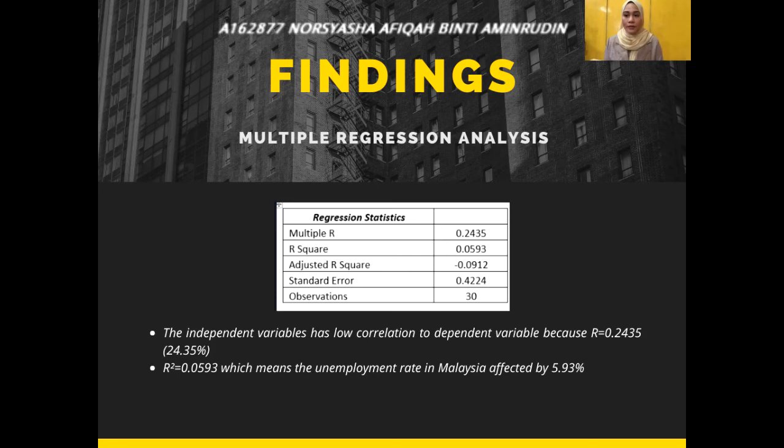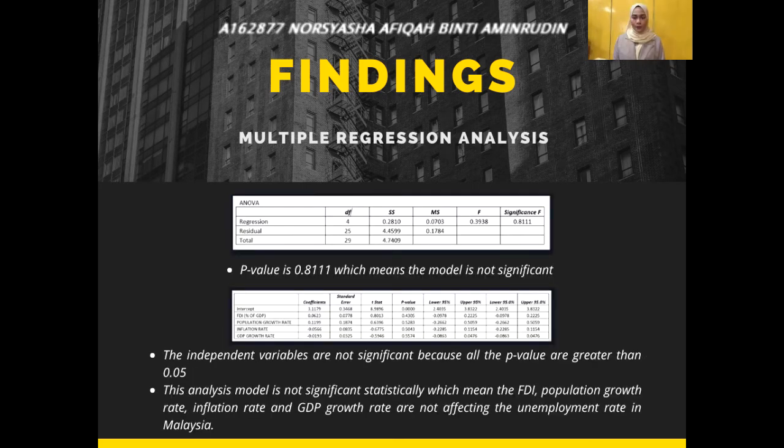Next, R2 is 0.0592, which means all the independent variables stated are affecting the unemployment rate by 5.92% only. Next, from the ANOVA table, we can conclude that the model we study is not significant because the p-value is greater than 0.05, which is 0.8111.